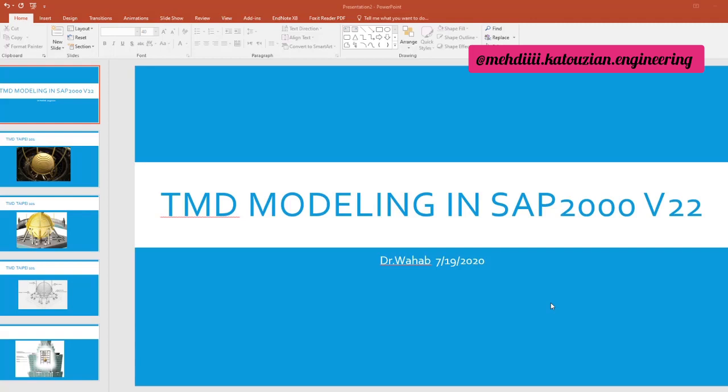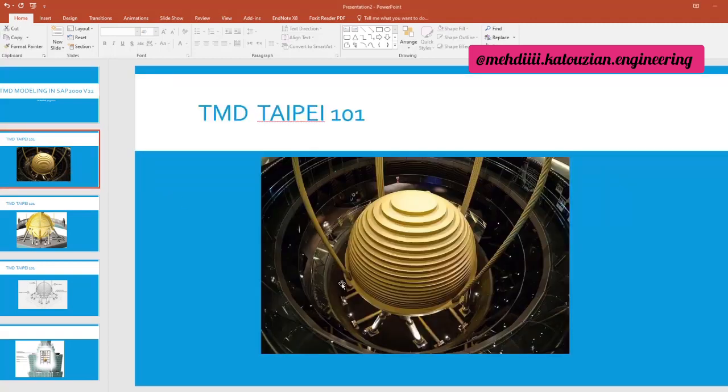Before we go to SAP2000, let me give you some idea about the practical and theoretical concepts of this system. TMD is a very popular device which is attached on the top of the structure to control the wind and earthquake vibration. And this is Taipei 101 with a very large mass on the top of the structure.